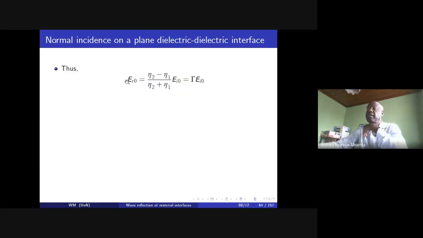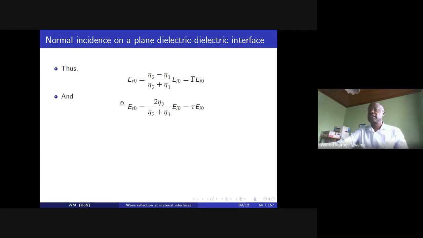So this represents that equation for the electric field, and that equation represents that for the magnetic field. So we can therefore write that ER0 is going to be given by the component (eta 2 minus eta 1) over (eta 2 plus eta 1) multiplied by the value of EI0. If we define this expression for the intrinsic impedances as gamma and call it a reflection coefficient for the interface, then you can see that ER0 is related to EI0 as gamma EI0.